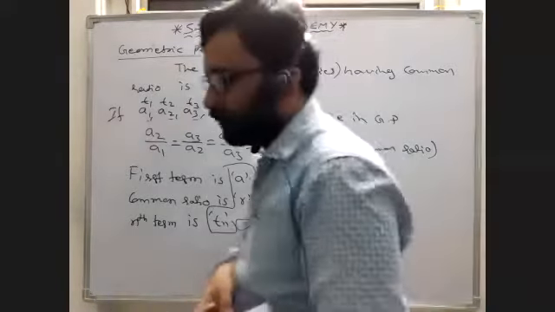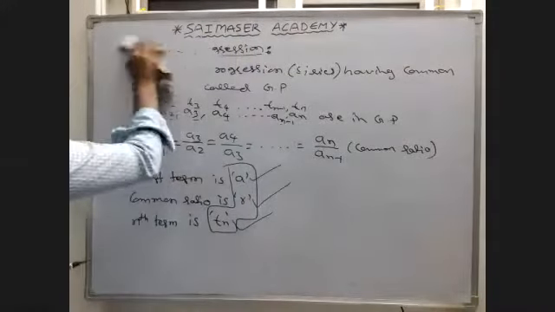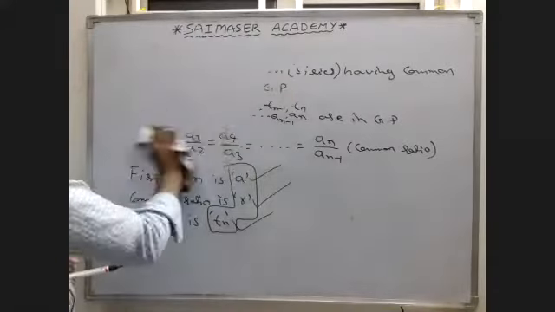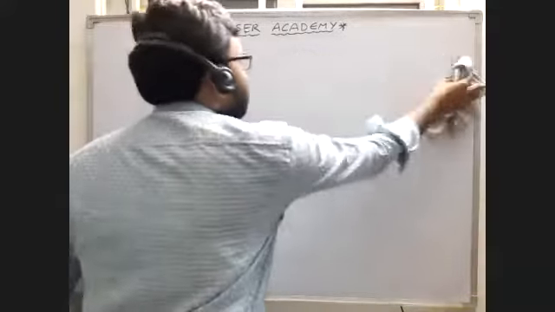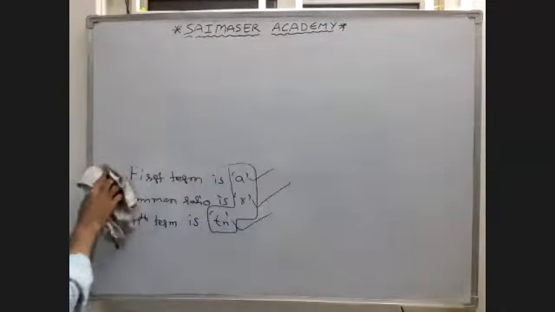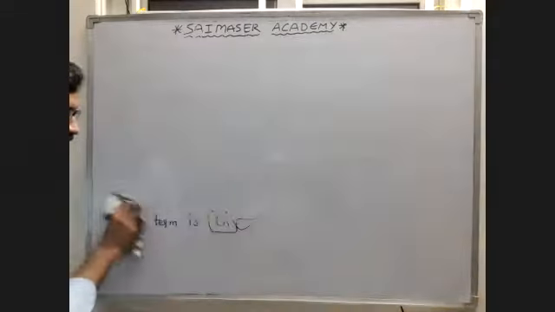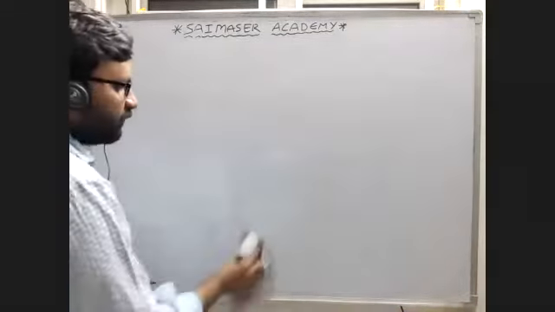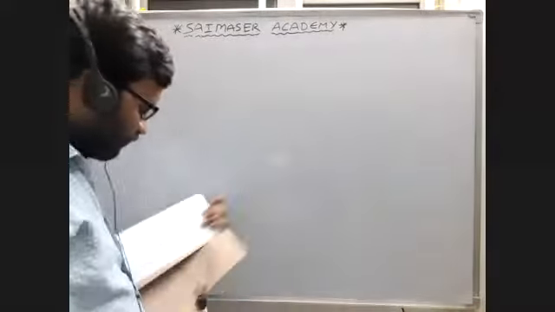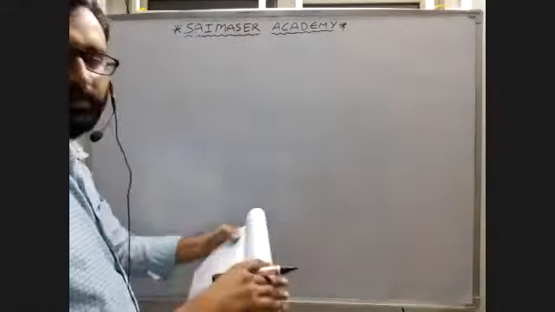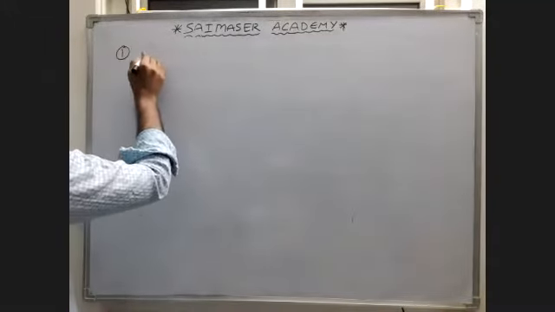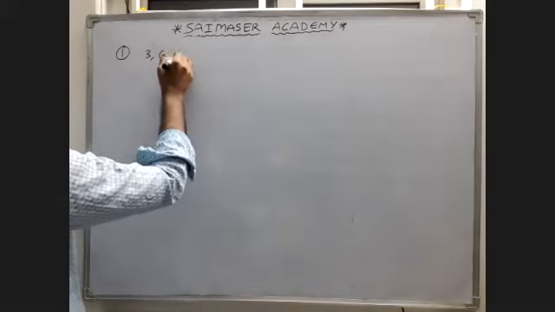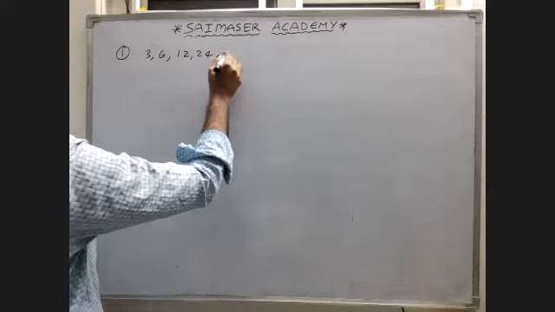Now I will give you one or two examples to check whether the series is GP or not. If any progression is given, we have to find the common ratio. If you get the common ratio the same, then we can say that progression is a geometric progression, GP. So I give you one series now, and we have to check whether it is GP or not. Example 1: 3, 6, 12, 24, 48, and so on.